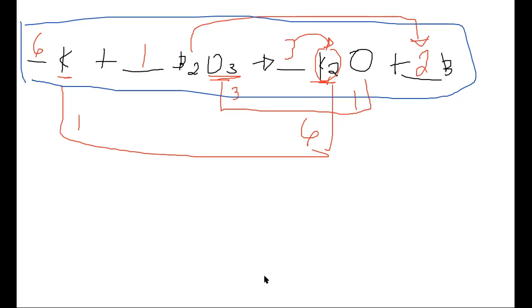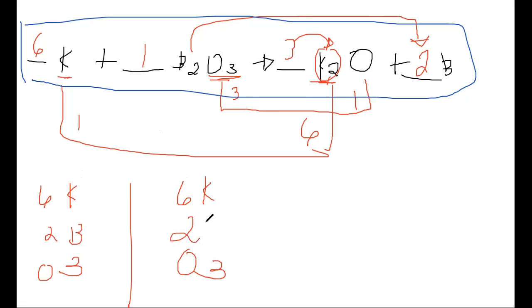But then here it is once again. So we have 6 potassium, 2 boron and 3 oxygen on the left side, I'm so sorry, for the right side, we have 6 potassium, 3 oxygen, and 2 boron. Therefore, this is the final balanced equation.